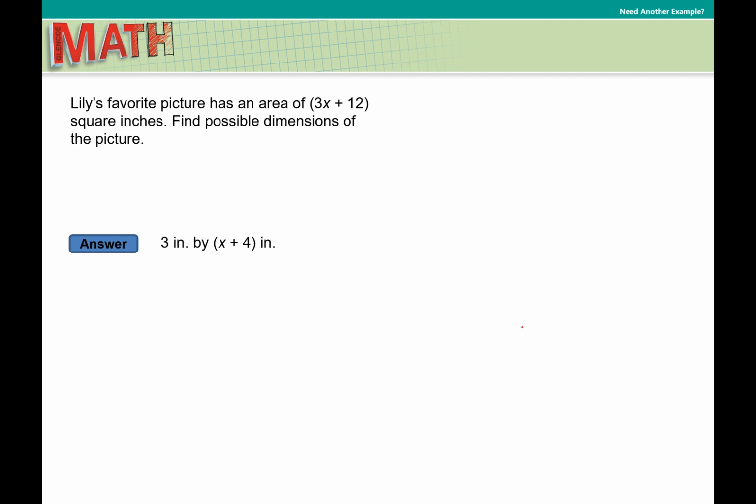You factor that out, you should have got an answer of 3 inches by x plus 4 inches. When you are all said and done, it would look something like this, x plus 4, but then in the word problem, they're looking for dimensions, so it's 3 by, which is multiply, x plus 4.